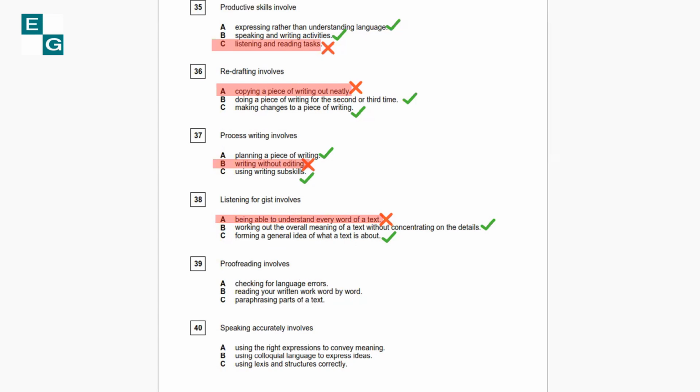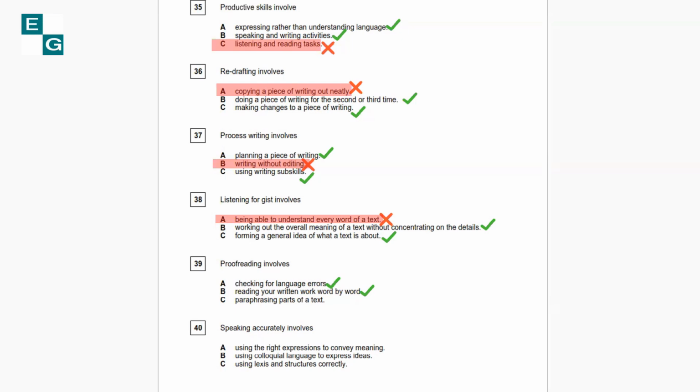Number 39. Proofreading involves checking for language errors. We would say so, right? When you proofread, you are going to be paying attention to what is wrong with it. So it does involve reading your written work word by word. Let's think about it. For number 39, if you proofread, you want to pay attention to every single detail.